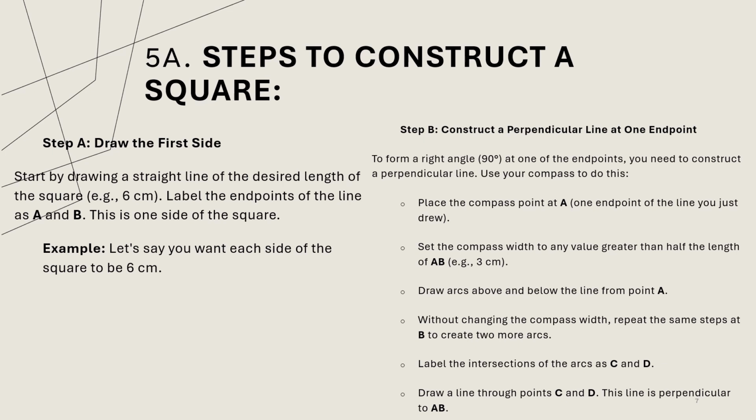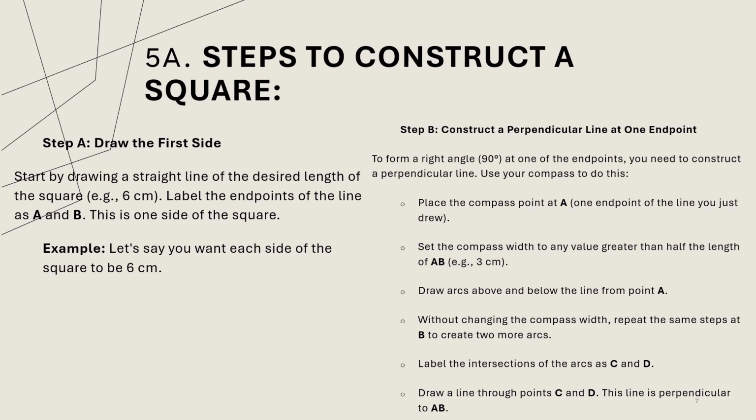set the compass at a width greater than half the length of AB. For example, you can say 6 centimeters or 4, you understand? When you measure between the pencil and the compass point, you are going to use that length throughout. Do not change it. Draw the arc above the line from point A.